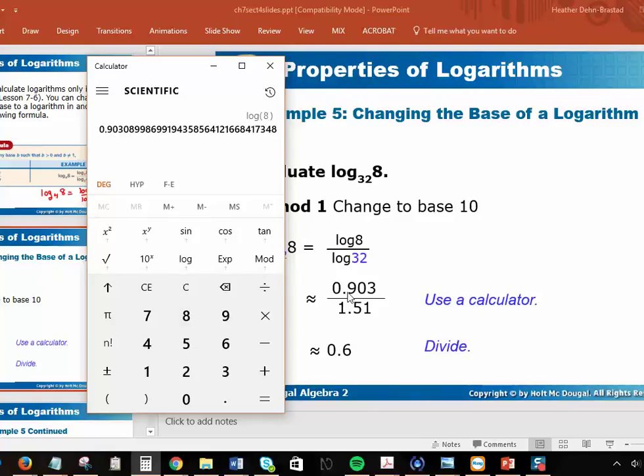Now see, it's not really 0.903, it's really 0.903089, and it goes on and on. I'm going to divide this by, and I'm going to put some parentheses to make sure it handles it correctly, the log of 32. Again, on the calculator, I have to hit 32 and then the log button. And then I close my parentheses. So here's the 1.51 that they rounded to, but really look at all those digits. Now I'm going to hit my equal sign, and let's see how close it is to 0.6. Oh my gosh, it's exactly 0.6. So mine was not rounded at all, and I got 0.6. That is unusual for that to happen.